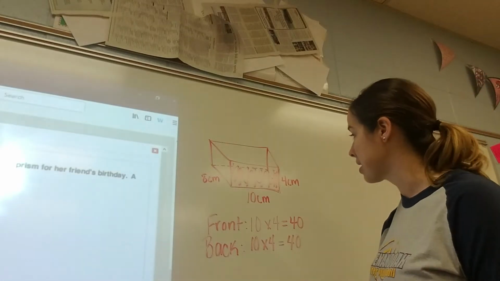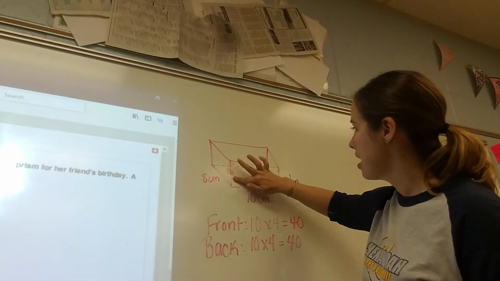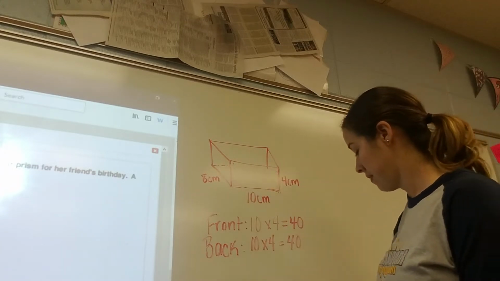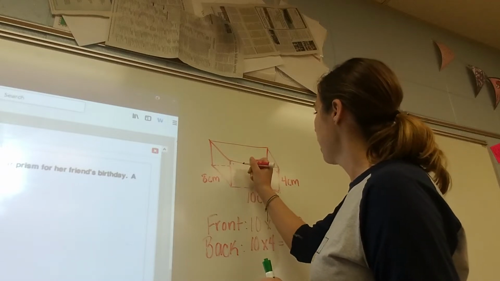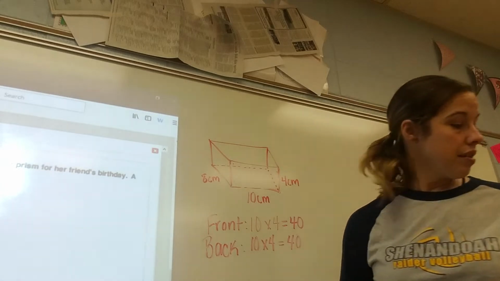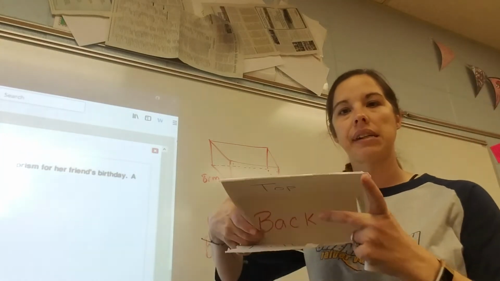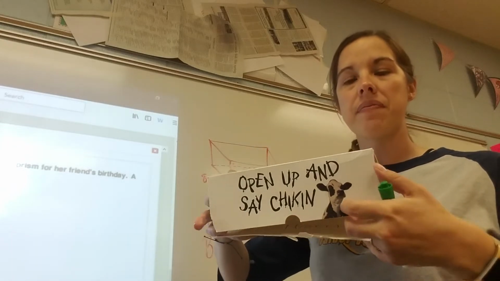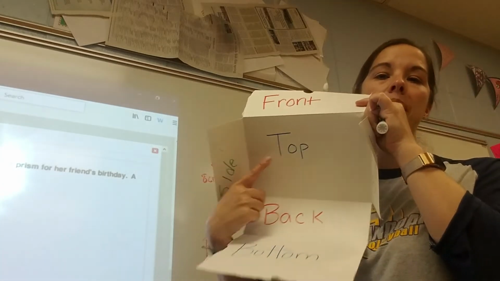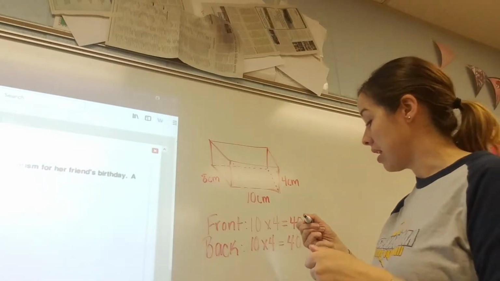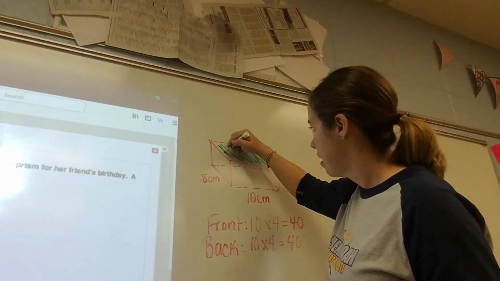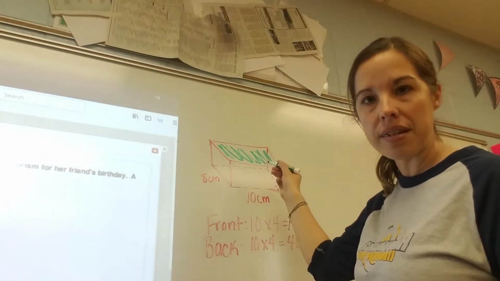I'm going to switch colors here, and I'm going to unshade my front, so we're not looking at it anymore. If we go back to our net, if we unfold our rectangular prism, we've done the front. Now if we unfold, the next thing that we're going to calculate is our top. I'm going to use green here, and I'm going to color in the top of our box. Now we're going to find the area of the top.